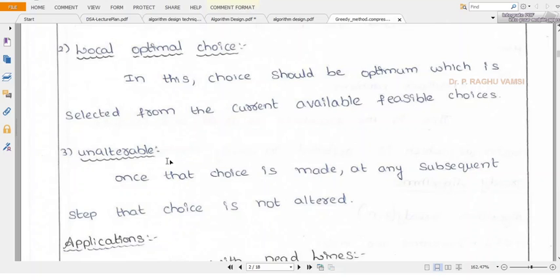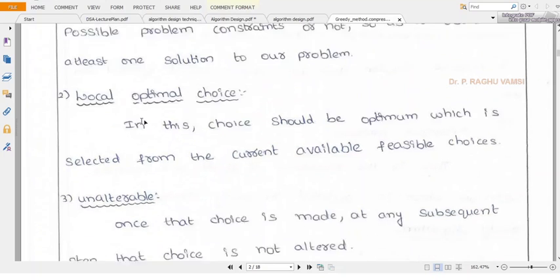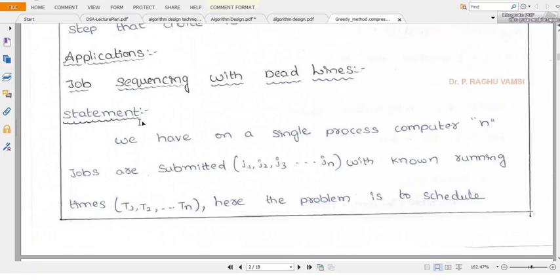Next one is unalterable. Once the choice is made and placed in the set, then in any subsequent step that choice is not altered. That means after going to the next steps, the previous steps should not be altered. Whatever step you have included into the solution set must be preserved like that. It should not be tampered with or changed. These are the three properties of a greedy algorithm that you are supposed to consider.